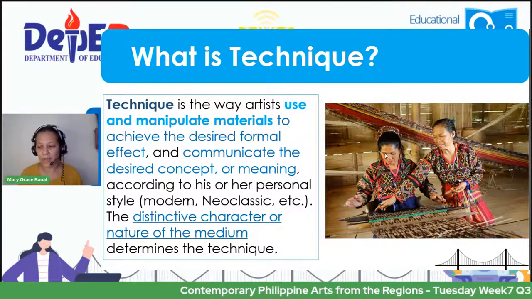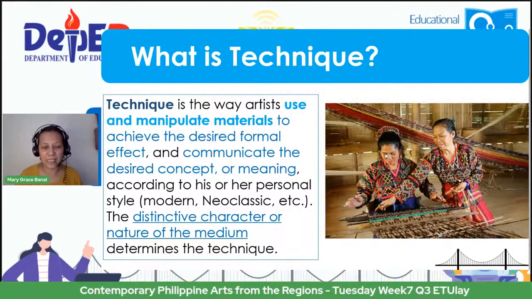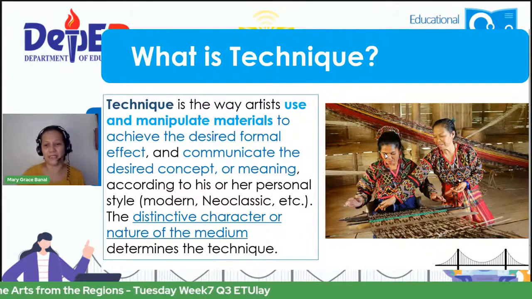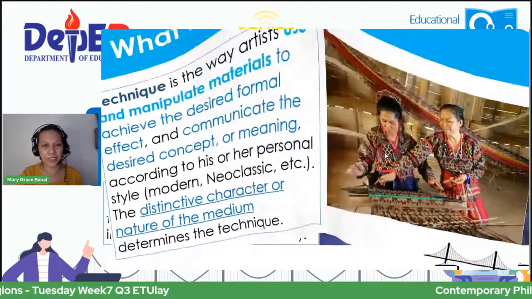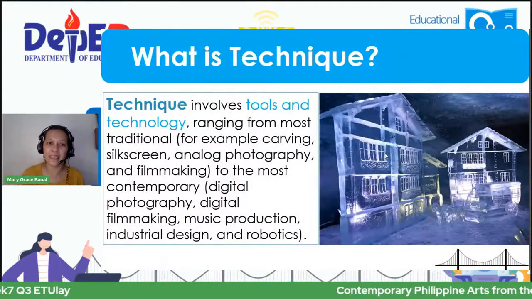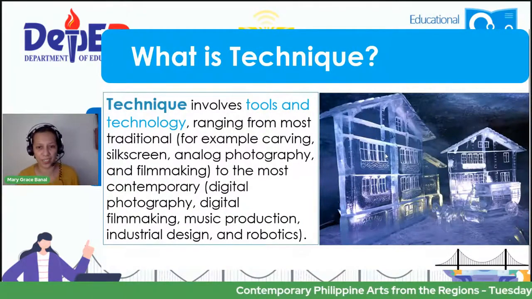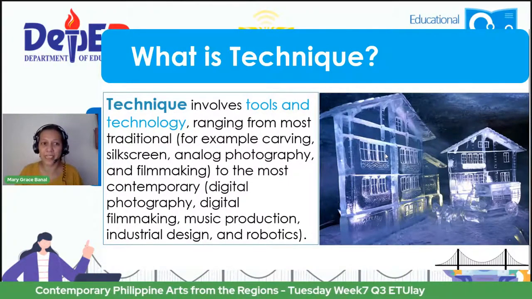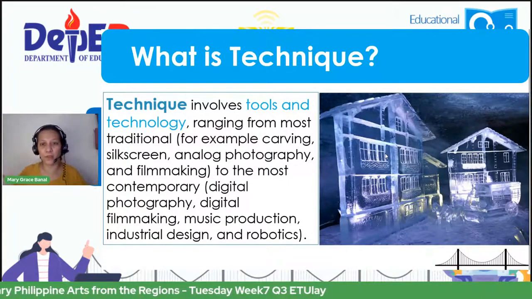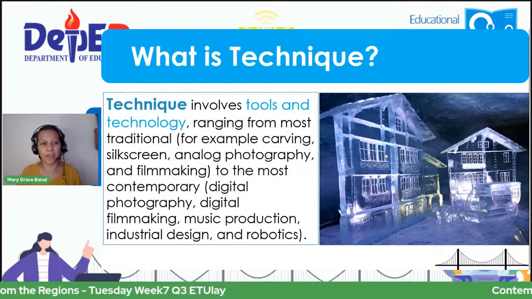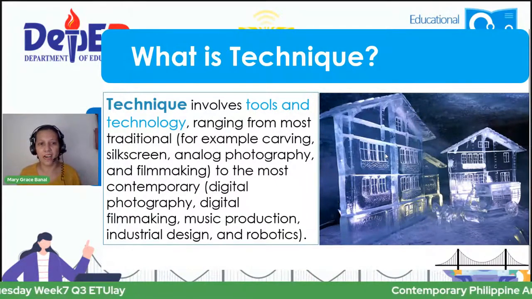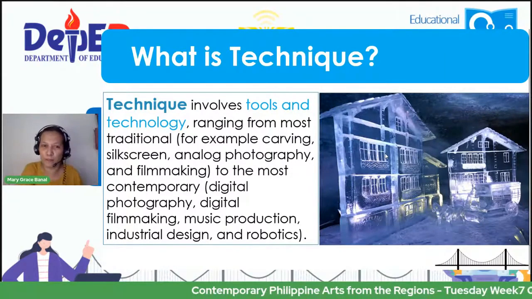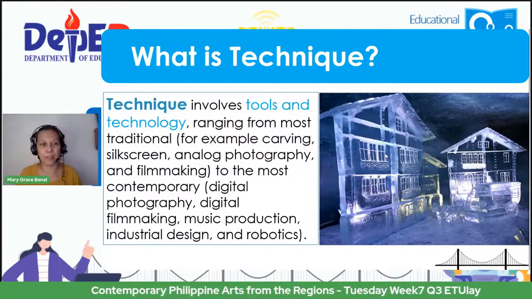Syempre, iba pa rin yung concept na at meaning na dinideliver ng artist in the use of his or her technique. Okay? Another definition or explanation would be that technique involves tools and technology. So, hindi lang iisang tool ang pwedeng gamitin ng isang artist. Pwedeng marami. Okay? Ranging from the most traditional, for example, yung mga carving natin, silk screen, analog photography, yung black and white pa yan, yung, hindi na black and white, pero yun yung nilulubog pa sa chemical para makita yung mga pictures, di ba?